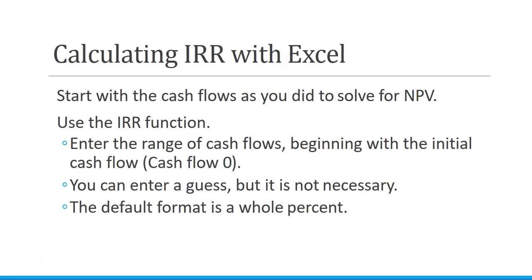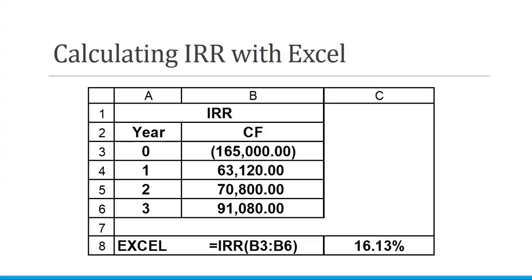And then with Excel, we use the internal rate of return function, which is IRR. You would enter the range of cash flows beginning with the initial cash flow. You can enter a guess, but it is not necessary. The default format is as a whole percent. So if you want it as not a whole percent, you need to reformat in Excel. We will, of course, look at this in our examples.